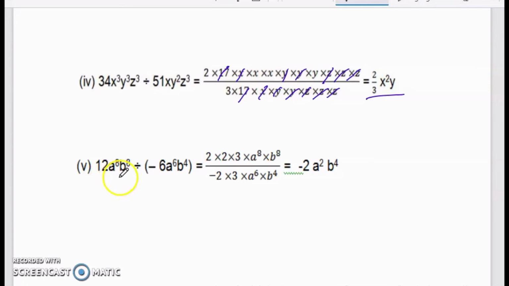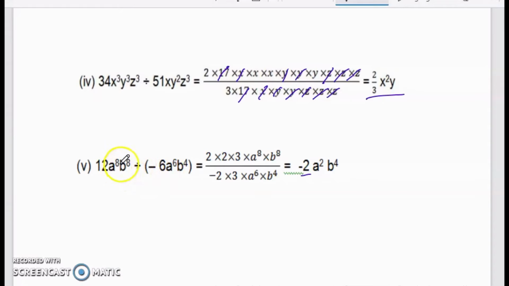The next one 12 a raised to the power 8 b raised to the power 8 divided by minus 6 a raised to the power 6 b raised to the power 4. So here even you can use laws of exponents also. So 6 minus 6 and 12. Here you can cancel out the common factors. What remains is minus 2.